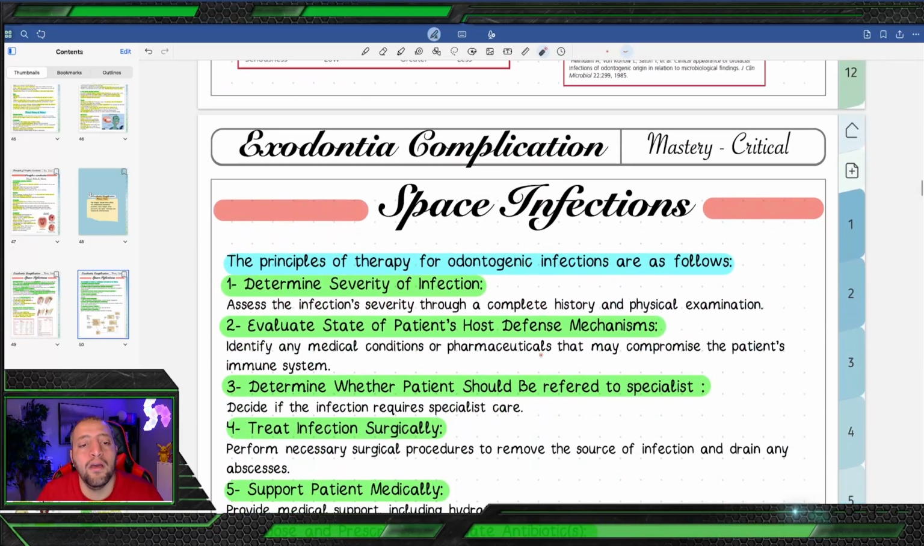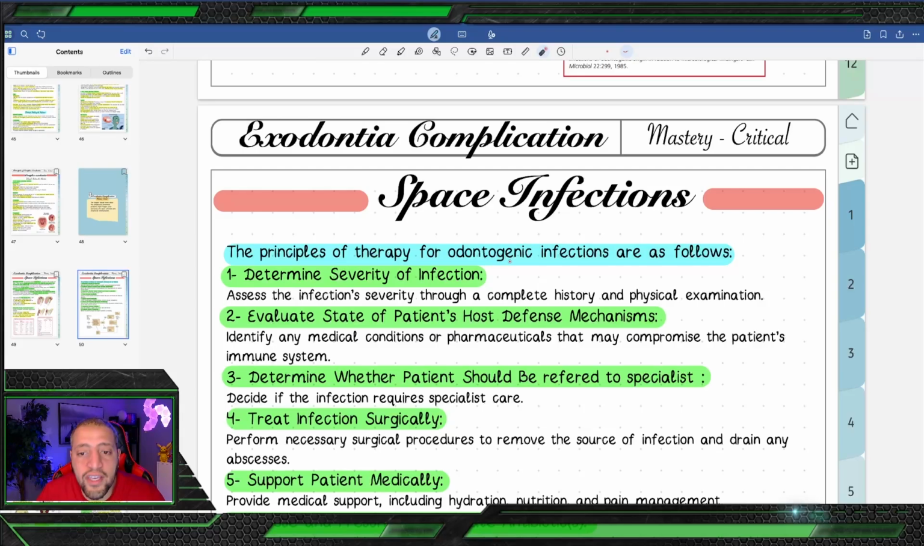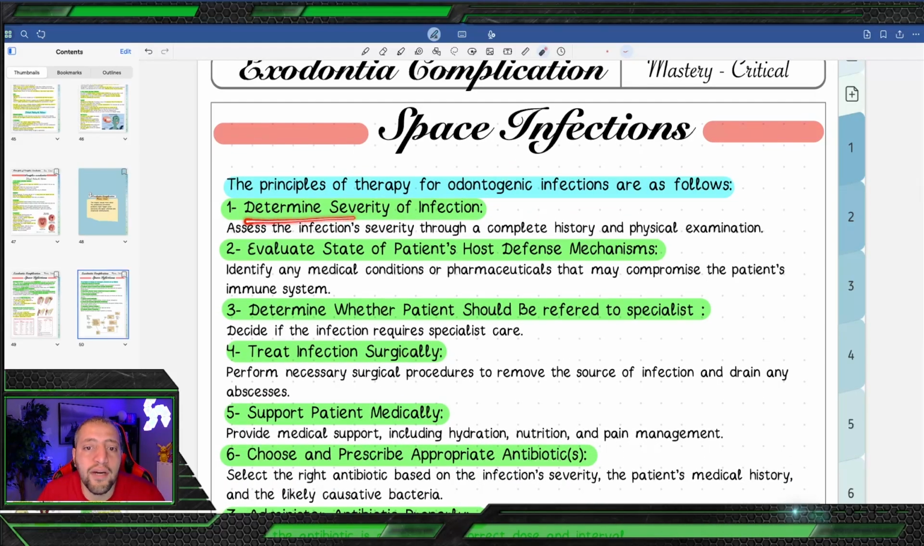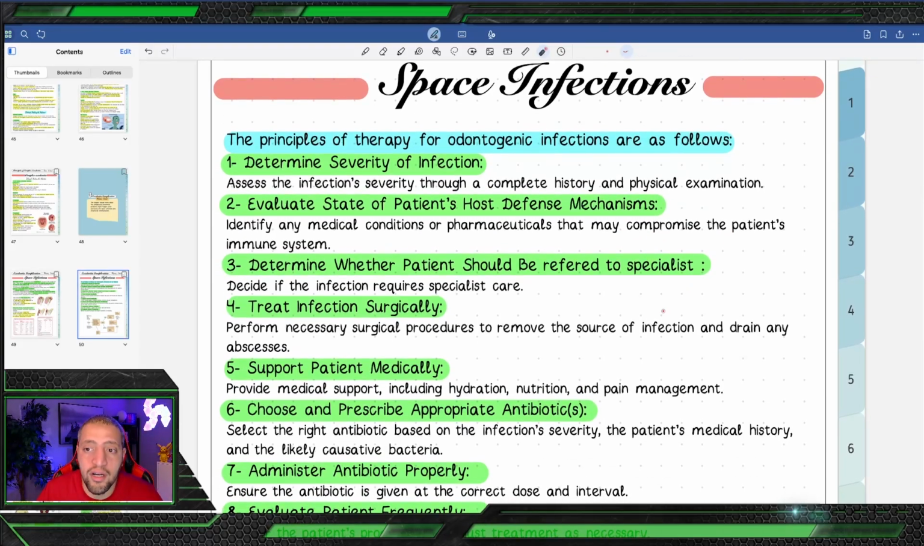Okay? The principle of therapy for odontogenic infection is as follows. First of all, determine severity of infection. So this infection, as we said, is cellulitis or the abscess. Evaluate status of the patient's host defense mechanism. If the patient has a medical condition or compromised immune system, this patient we need to take care of more carefully. Determine whether the patient should be referred to a specialist or you can deal with him. So you should refer him to a specialist or not.